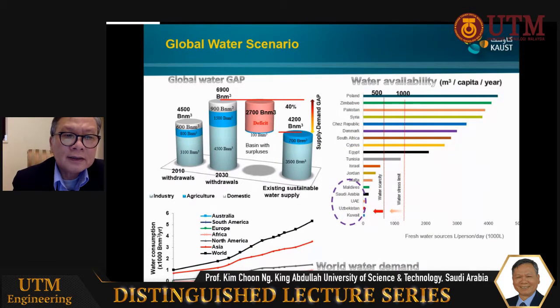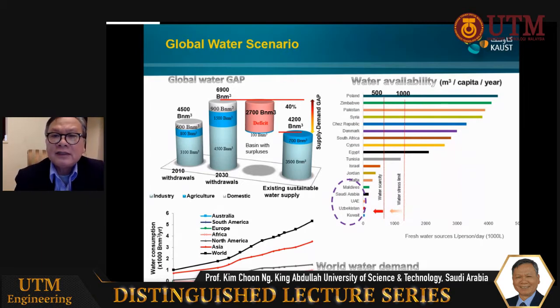As you can see from here, the global water demand gap between supply and demand is startling at 40% by the year 2030. Currently, the withdrawals for potable water is about 4,500 billion meter cube per year, but the existing sustainable water supply could only supply at 4,200 billion meter cube per year. So there's a shortage gap between supply and demand. So obviously the correct problem solution is to conduct desalination to meet the future water demands.